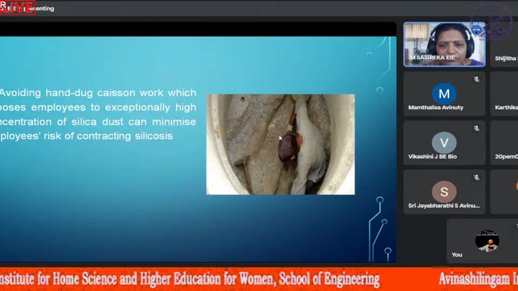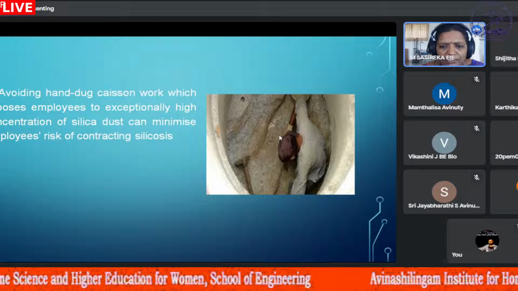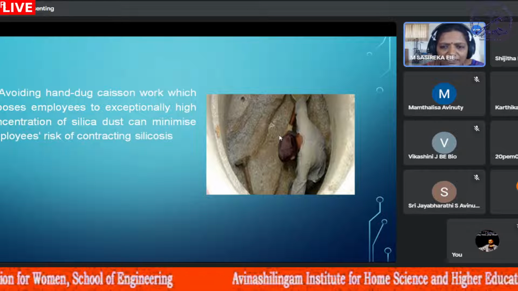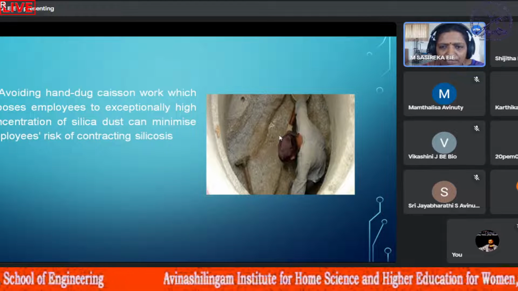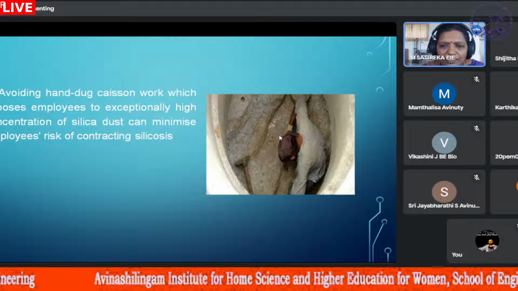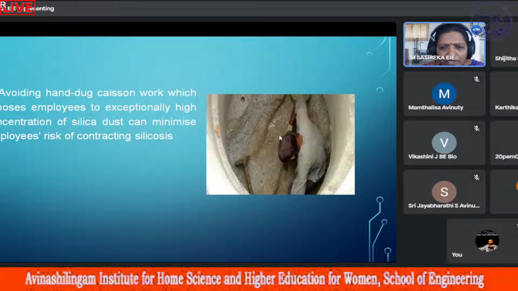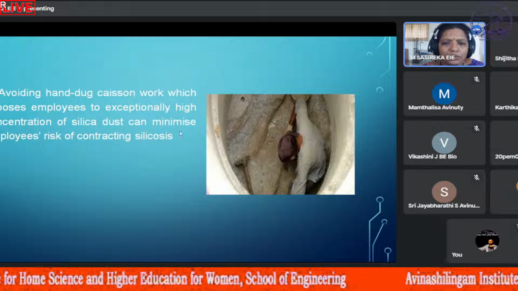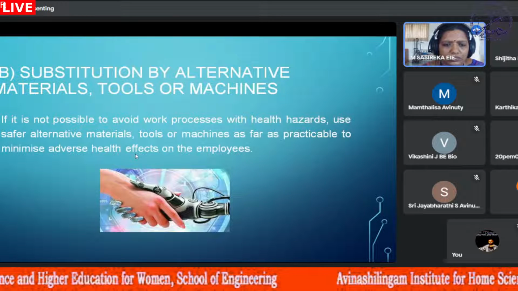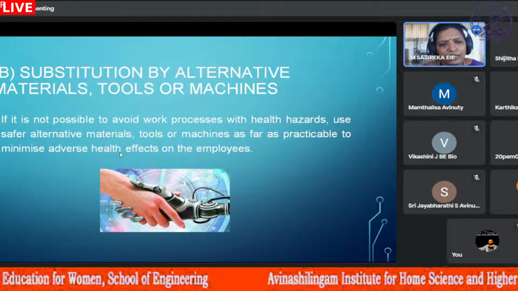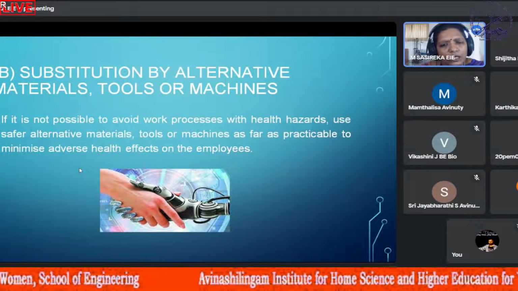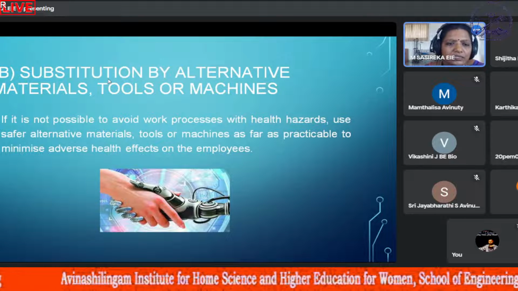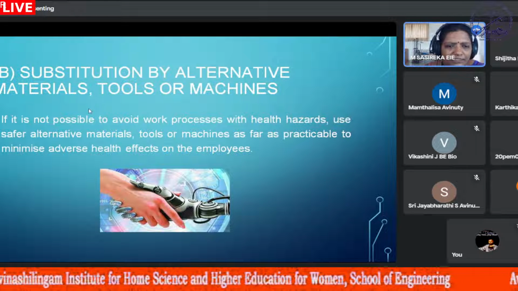or in the digging of anything, like foundations. In construction they will do foundations, they will be digging, and in mines they will be digging up sand particles. When they are breathing these minute sand particles, the particles will get into the lungs. Okay, so you can avoid those things, and if you can't avoid them, then you can go for substitution. Substitution by alternative methods.